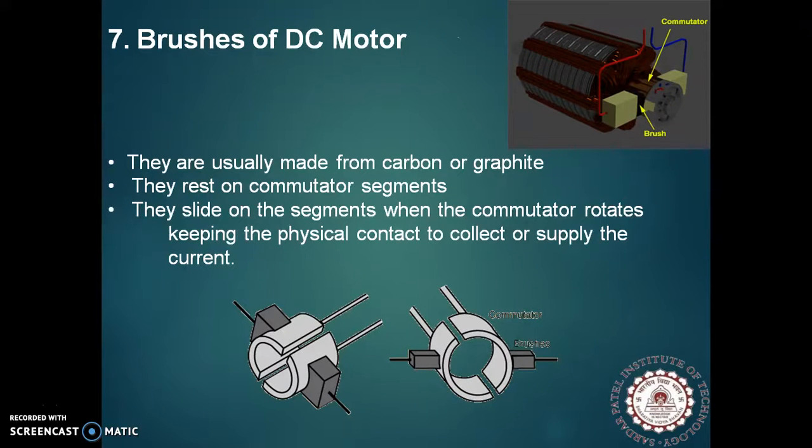The brushes of DC motor are usually made from carbon or graphite. They rest on the commutator segments and they slide on the segments when the commutator rotates, keeping the physical contact to collect or supply the current.